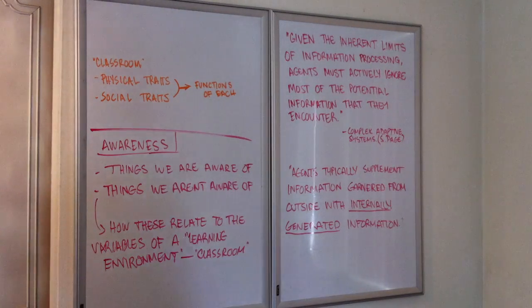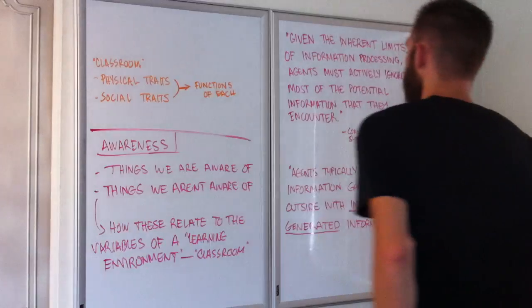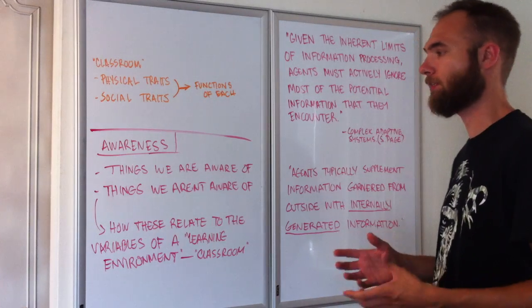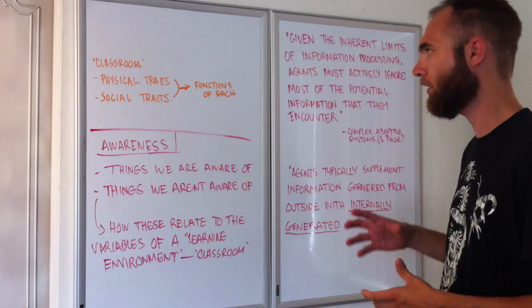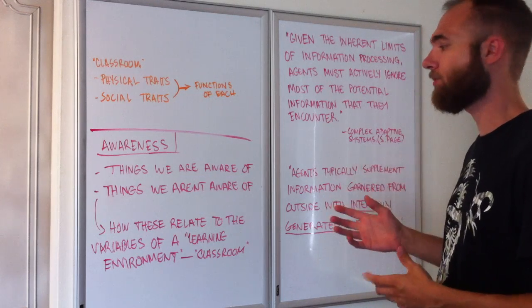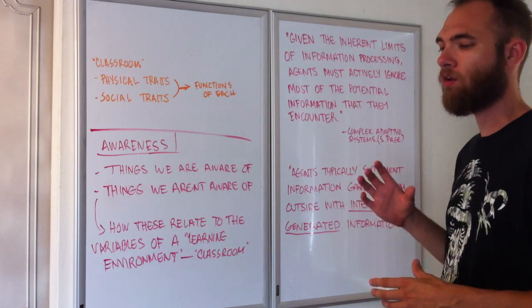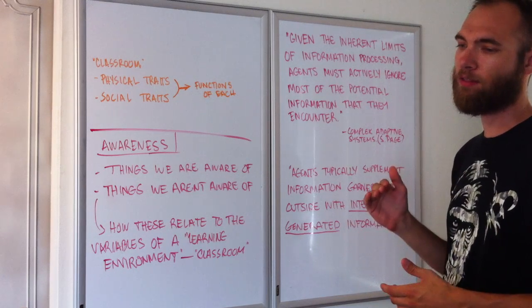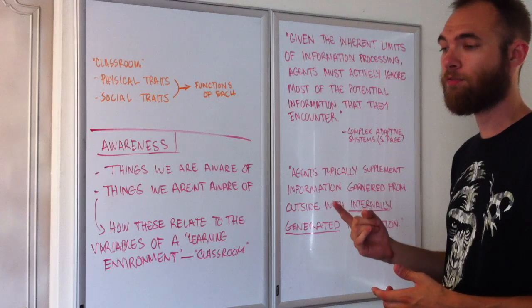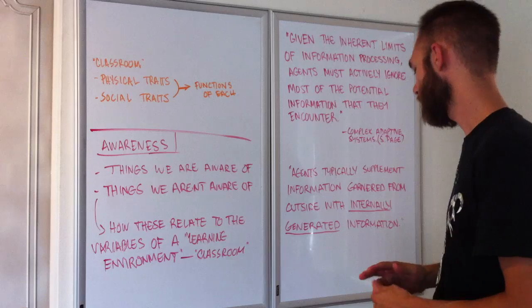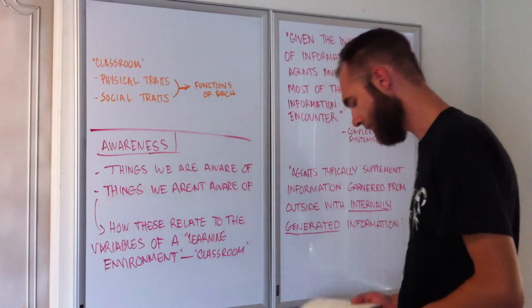Okay, so for this video, I wanted to talk about complex adaptive systems. I wanted to talk about the classroom and our level of awareness and how that level of awareness can affect the things that A, we're aware of, and B, how we study those things that we're aware of. So there are a couple quotes.